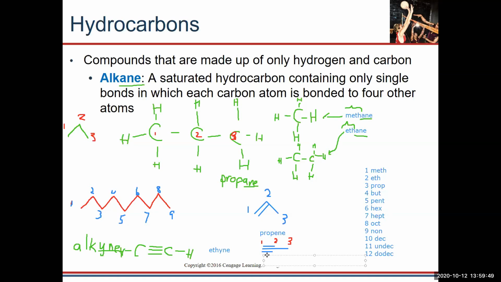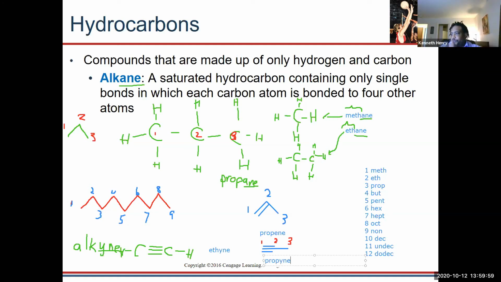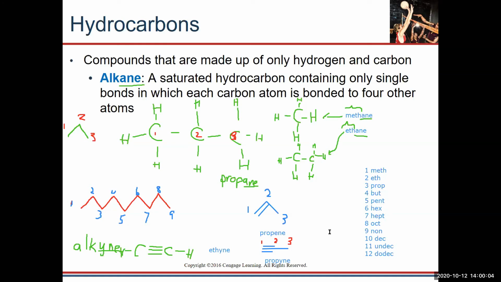For the bottom one, propene or propine? Propine. Yep. Okay. Piece of cake? Yes. Okay.